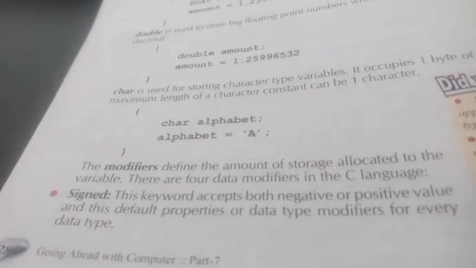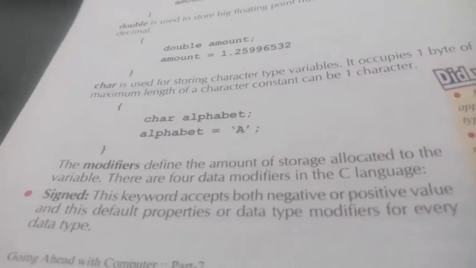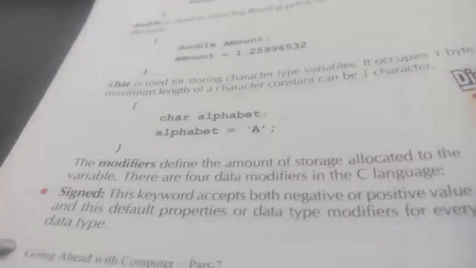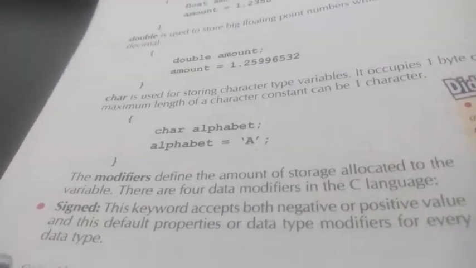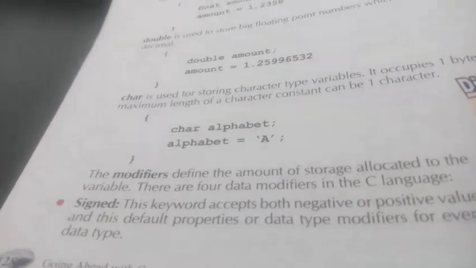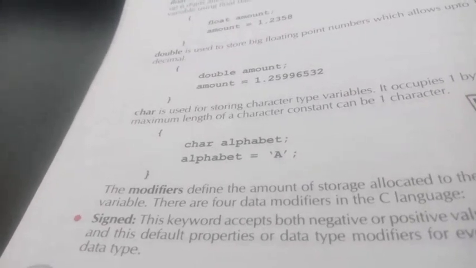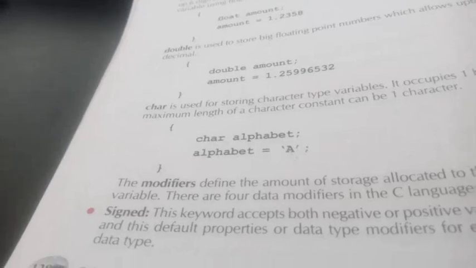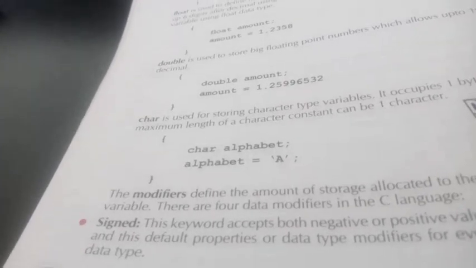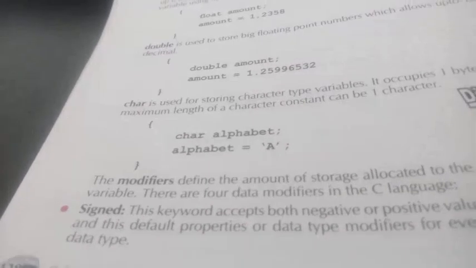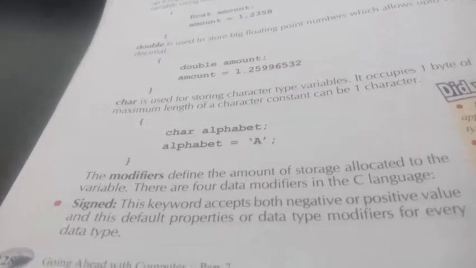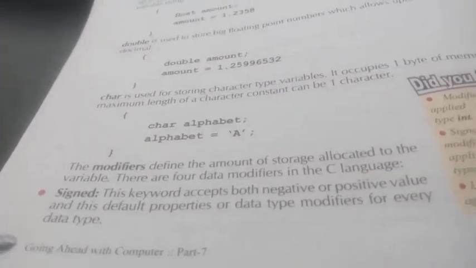Okay, so when we talk about the range of a variable data type, for example we need only 2 bytes of space, and it is defined as a 4 byte container. Okay, so 2 bytes of storage are unnecessarily occupied in the computer, so that's why we are using modifiers.